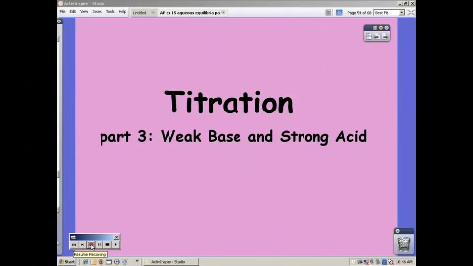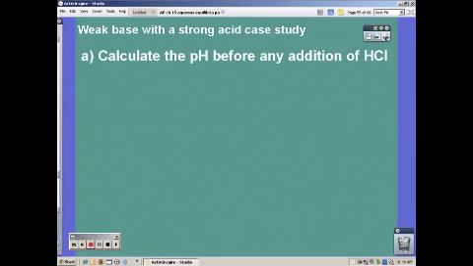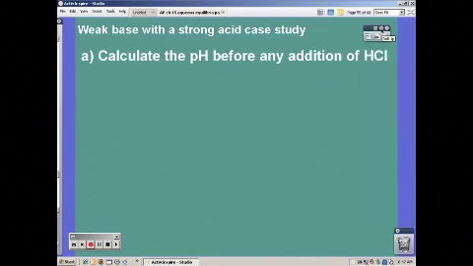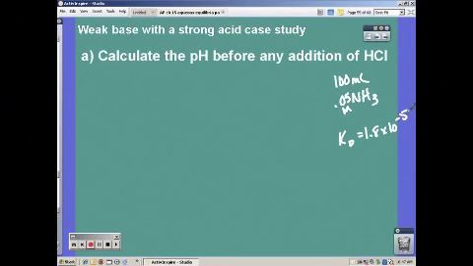Alright, we're going to be looking at a weak base and strong acid titration. So first we want to find the pH before we add any HCl. So we know that we have 100 milliliters of a 0.05 molarity NH3 solution. And our Kb is 1.8 times 10 to the negative fifth.